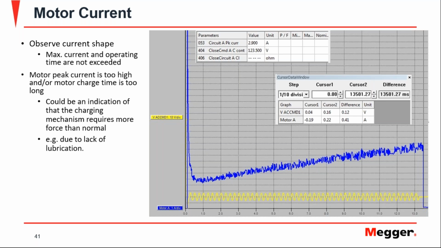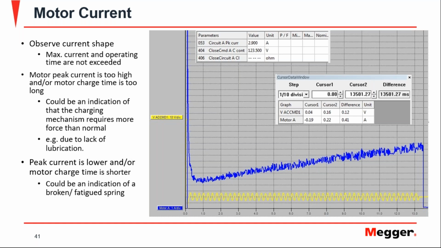And then you want to compare these to whatever you have as a reference. Motor peak, if the motor current is too high, or the motor charging time is too long, it could be an indication that the charging mechanism requires more force than normal. So something is affecting the mechanism. So you could start looking into some maintenance activities in the future for that. You could be missing lubrication there. Or if the current peak is low, it means that the spring might not be as strong as before, and it could be broken or fatigued. So just from the current measurement, you can get a lot of information on a motor.